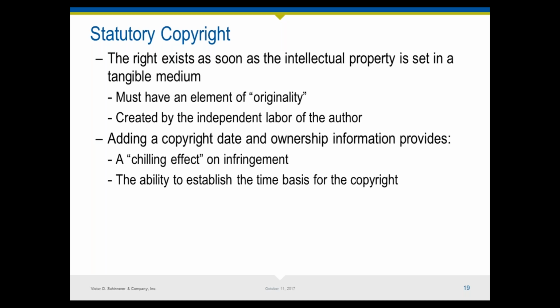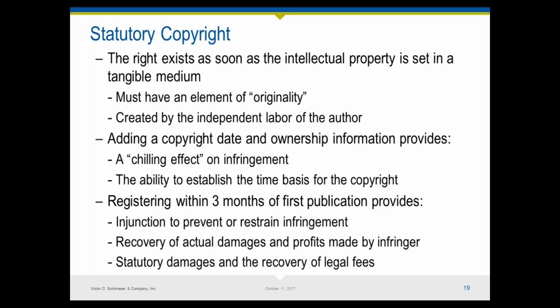So putting a copyright notice on something, if nothing else, provides some kind of a chilling effect to tell infringers, wait a minute, don't touch it. Now, you can register a copyright, and the more complete status is to actually register the copyrighted material. That involves some difficulty, some cost. It's rarely carried out by design firms, but it does provide some benefits.